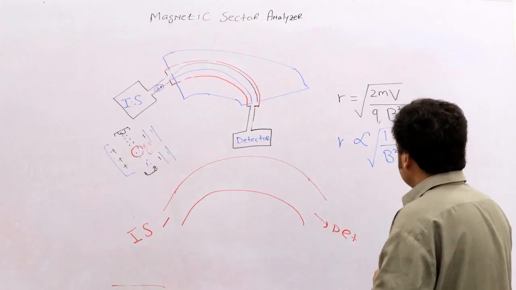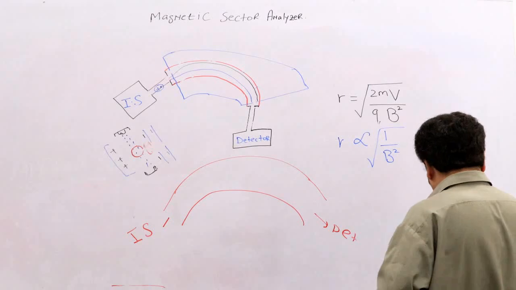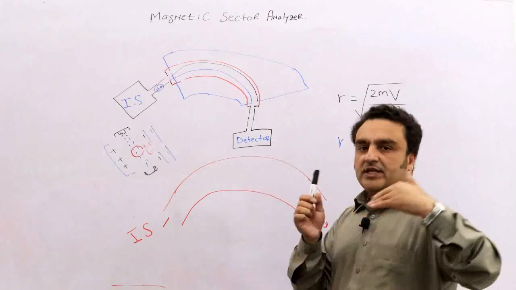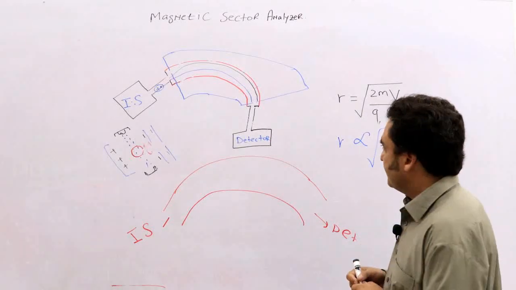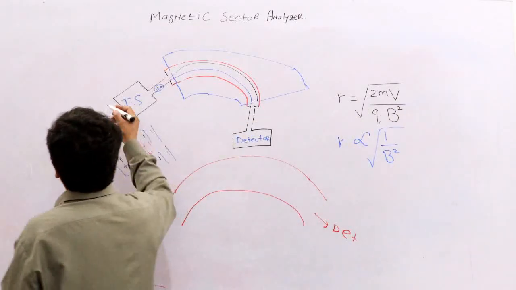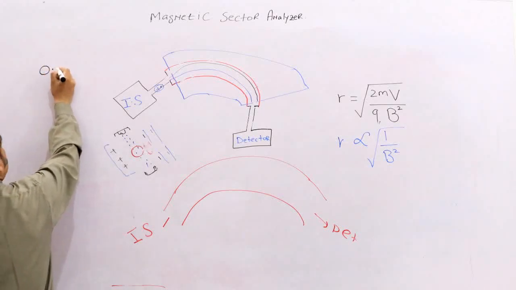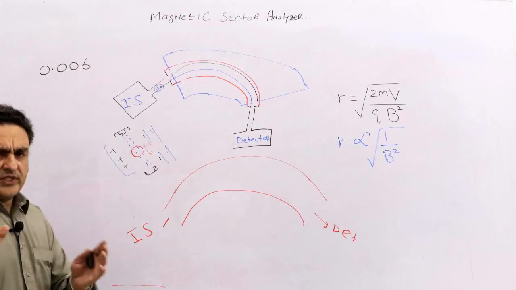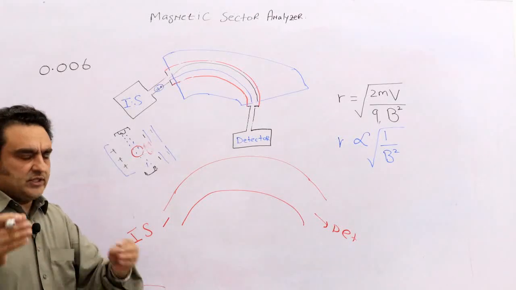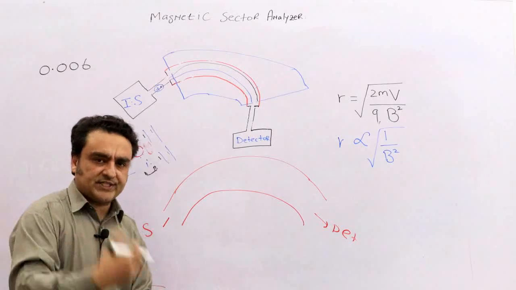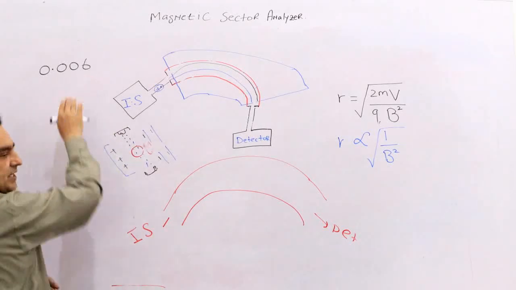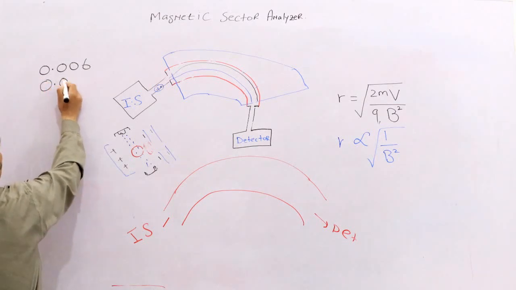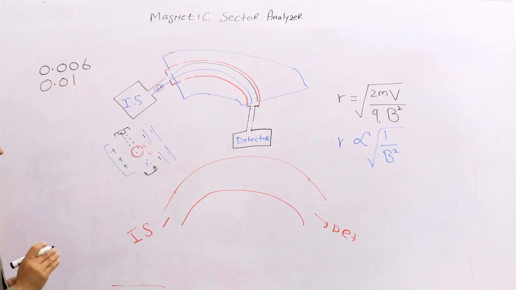Let's say you have some values of the magnetic field available, and you can select them. One value is, suppose, 0.006 unit. Forget about the unit, it's just a strength. Suppose it doesn't have a unit like Gauss or Tesla. Another value is 0.01. Now it is big, very big.